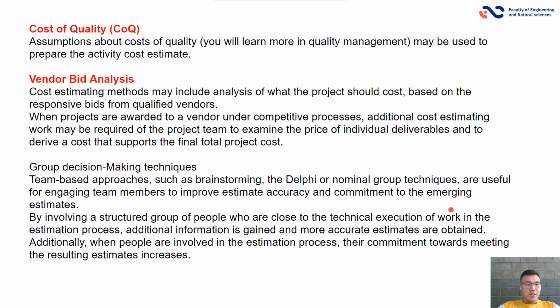Vendor bid analysis. Cost estimating methods may include analysis of what the project should cost based on the responsive bids from qualified vendors. When projects are awarded to a vendor under a competitive process, additional cost estimating work may be required of the project team to examine the price of individual deliverables and to derive a cost that supports the final total project cost.